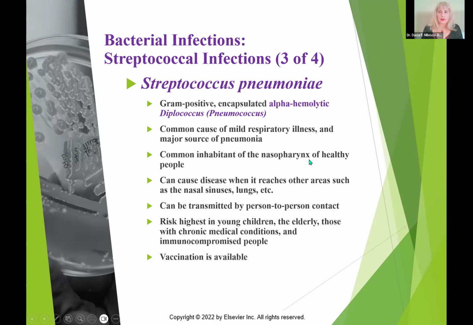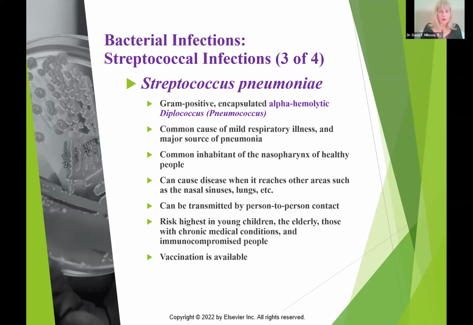Now, the next one. There are a lot of different streptococcal species, and this next one is very common as well. This one is called Streptococcus pneumoniae. Streptococcus pneumoniae is also gram-positive. It's encapsulated, and it has an alpha hemolytic diplococcus, or pneumococcus, structure. This one is not as bad. It's a mild respiratory illness, but if it gets out of hand and you don't get antibiotics, it will cause pneumonia, especially in older people.